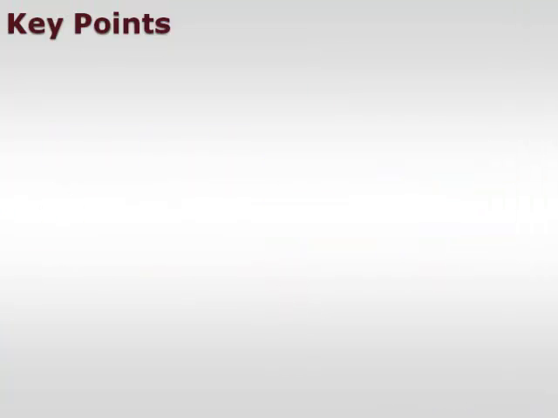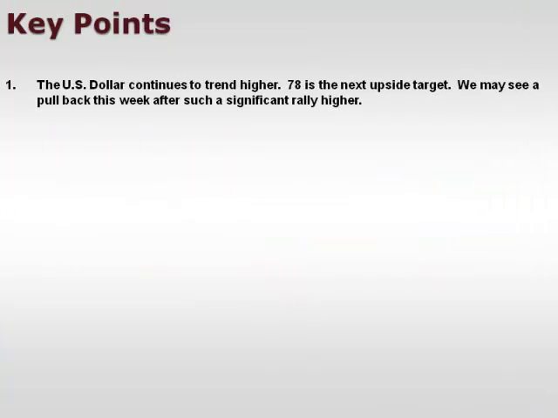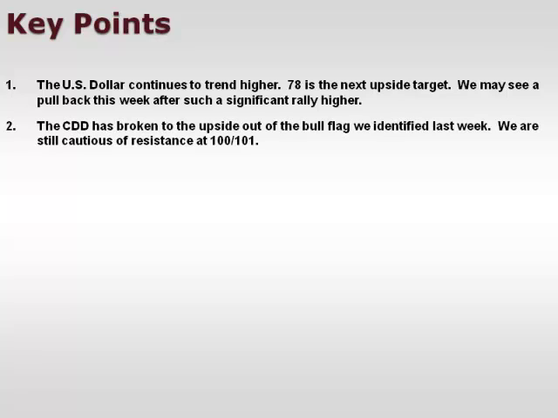Let's take a look at a few of our key points. First of all, the U.S. dollar continues to trend higher. 78 is the next upside target for the index. We may see a pullback this week after such a significant rally higher. The CDD is broken to the upside out of the bull flag we identified last week. We are still cautious of resistance at 100-101.